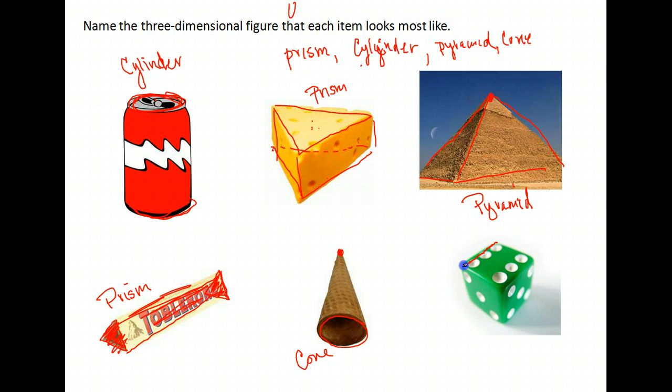And finally, here we are, a die. What shape would it be? Well, it doesn't come to a point at the top, so it's not a pyramid or cone. Its bases are squares, so polygons, which makes it a prism. In order to be a cylinder, they would have had to have been circles.